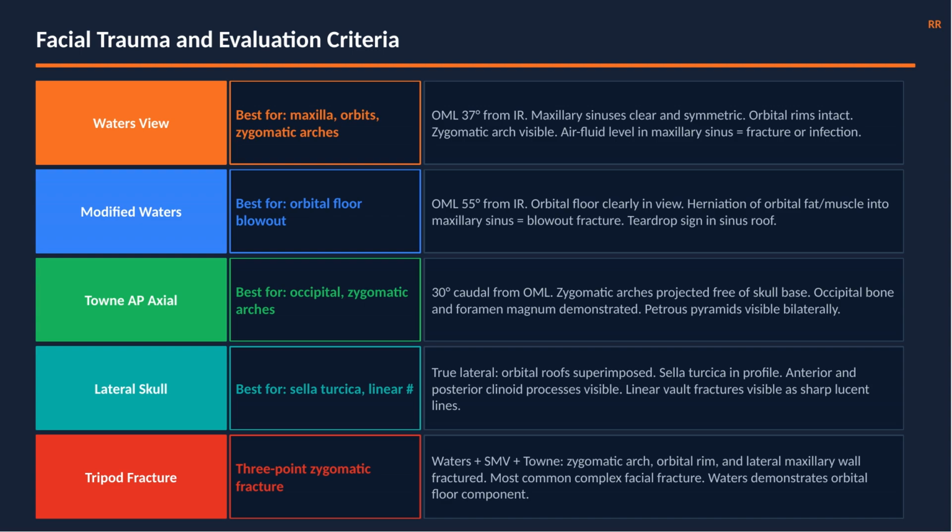Towne AP axial, occipital bone, zygomatic arches projected free of the skull base. Lateral skull, sella turcica in profile. Linear vault fractures, sharp lucent lines crossing the calvaria. Tripod fracture, the most common complex facial fracture, 3-point zygomatic fracture involving the arch, orbital rim, and lateral maxillary wall. Requires Waters plus SMV plus Towne for full demonstration.